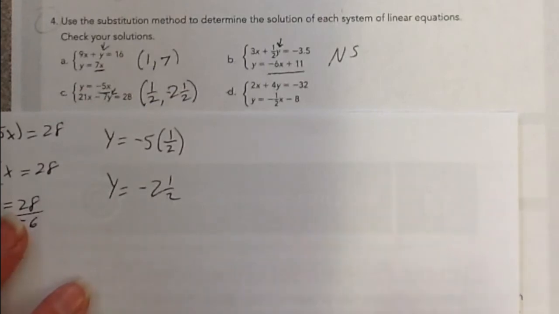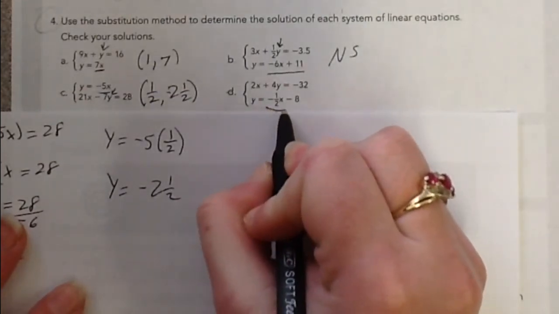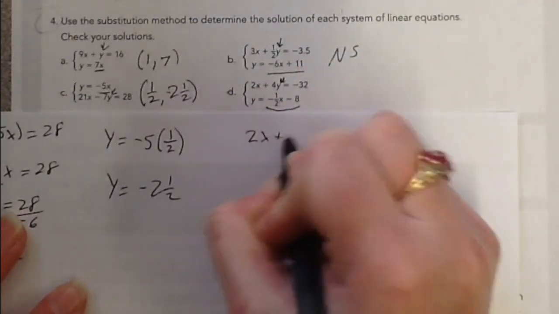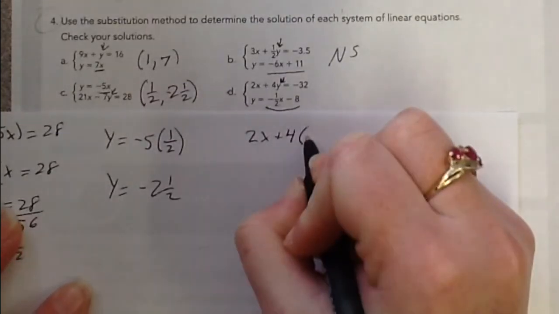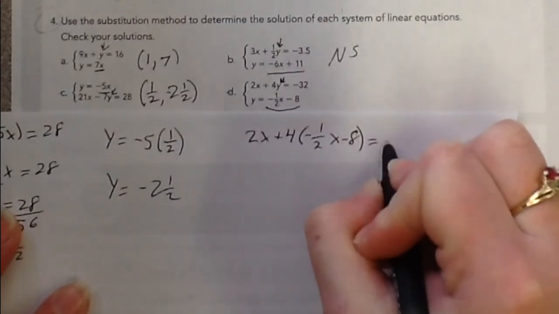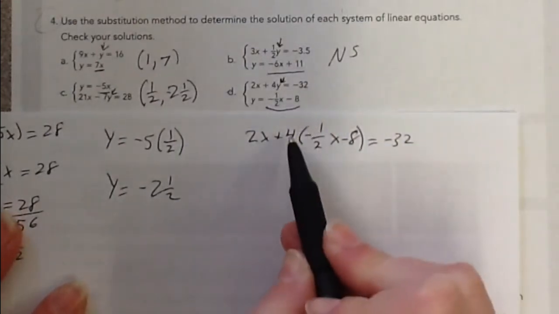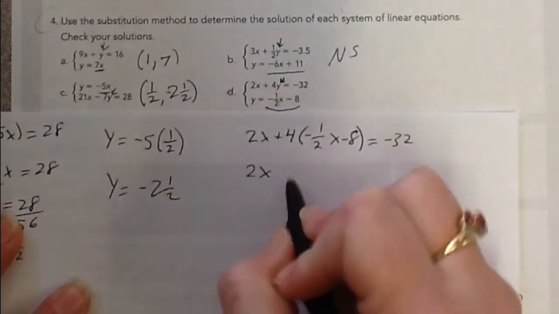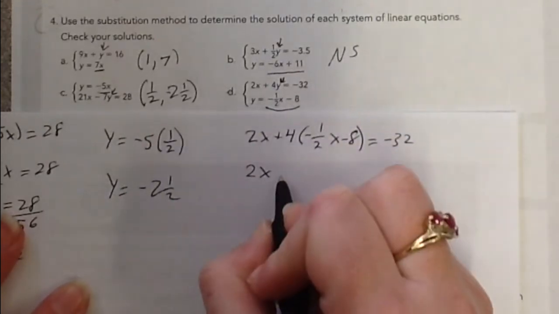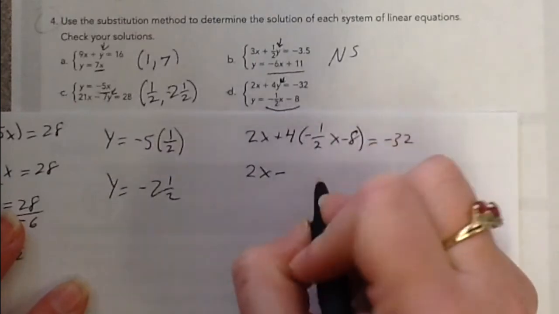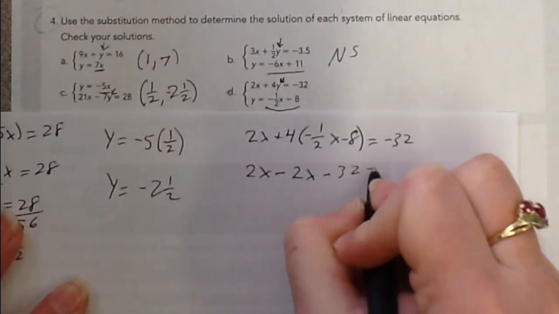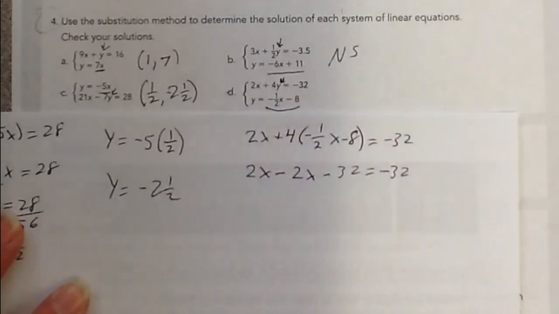Alright, on D, I'm seeing that I have this y equal, so I'm going to be using that. Put it into this equation right here. So that first equation will become 2x plus 4 parentheses, all that stuff I'm putting in, negative 1/2 x minus 8 equals a negative 32. Start with distributing this 4 out. 2x. Now, 4 times a negative 1/2, you can either write plus negative, but it's just easier to write subtract. So 4 times a half is 2. 2x. 4 times negative 8 is a negative 32 equals negative 32.